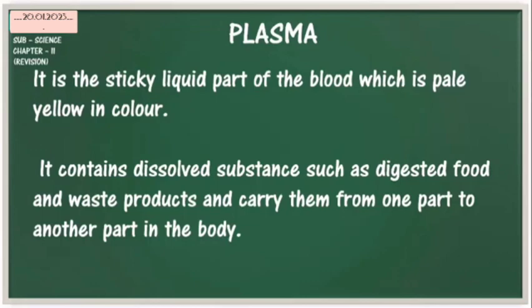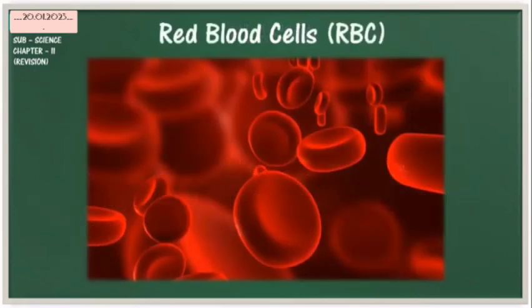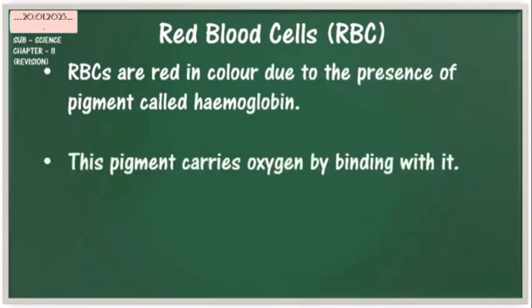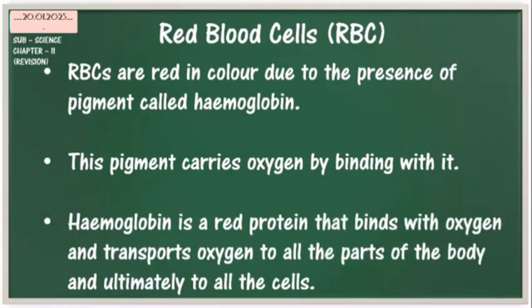RBCs. RBCs are red in color due to presence of a pigment called hemoglobin. This pigment carries oxygen by binding with it. Hemoglobin is a red protein that binds with oxygen and transports oxygen to all the parts of the body and ultimately to all the cells. It is the presence of hemoglobin which makes the blood appear red.